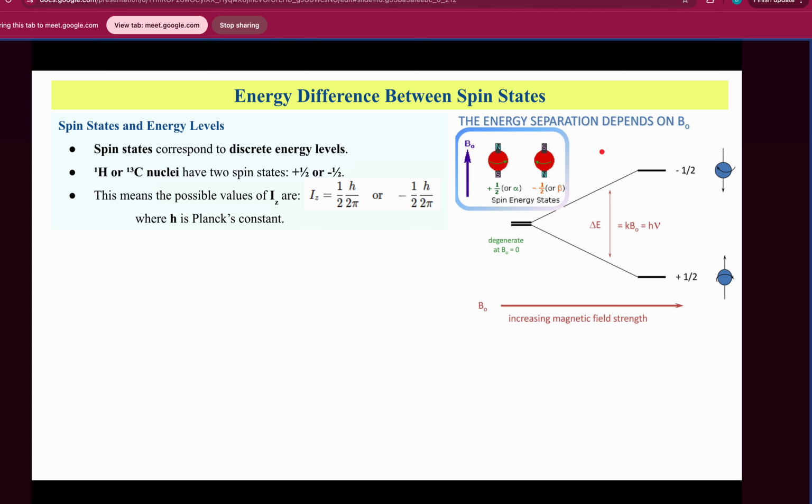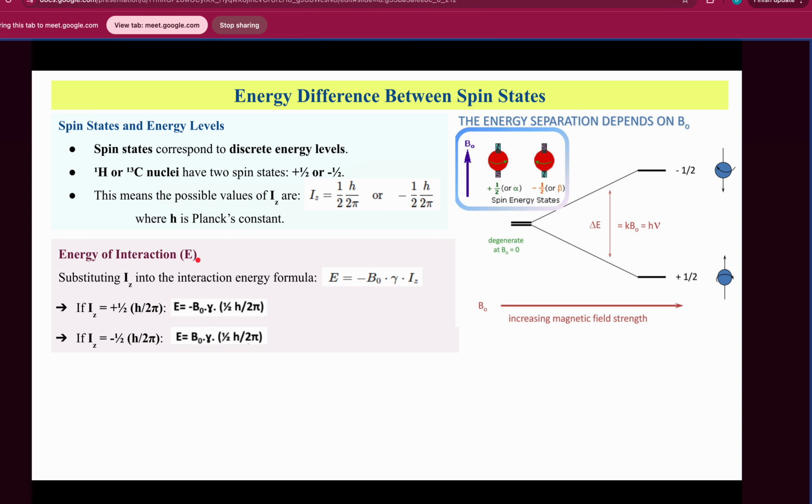The energy separation between the two spin states depends upon the magnetic field. As the magnetic field increases, this difference will also increase. And why is it so? Because delta E is directly proportional to B naught. So when B naught increases, delta E will also increase. This is the relation between both of them. And delta E is also equal to h nu, because energy is equal to h nu, where h is Planck's constant.